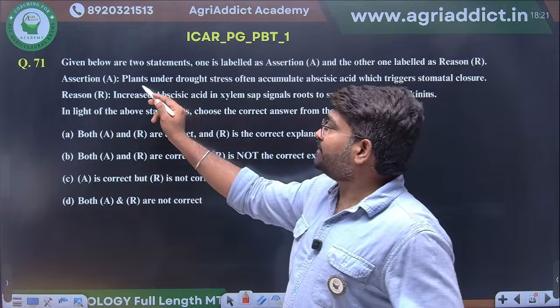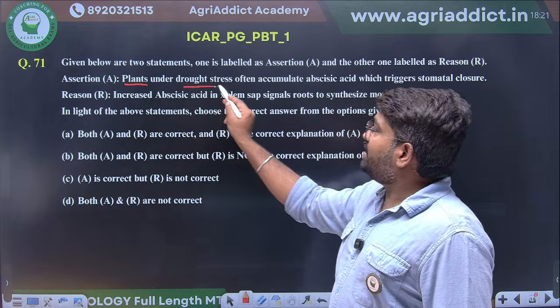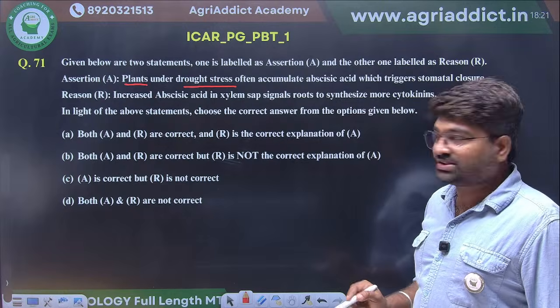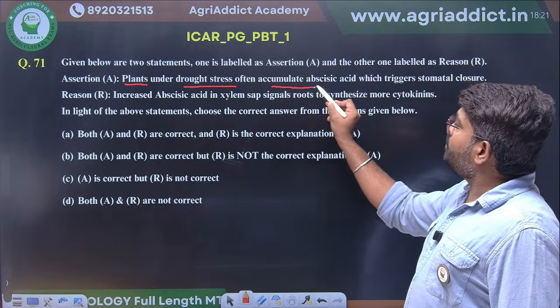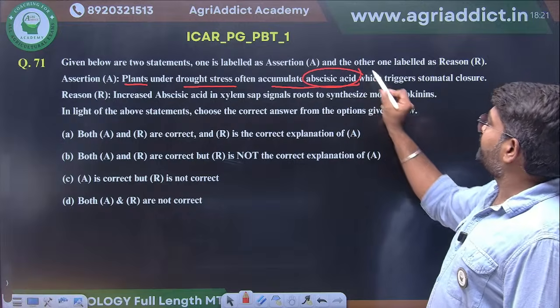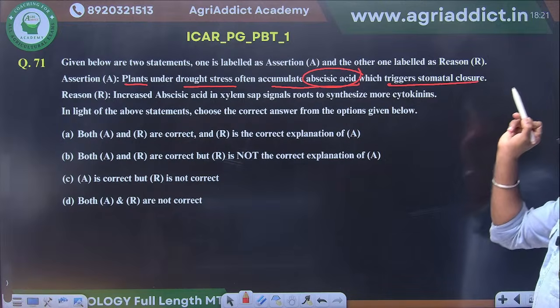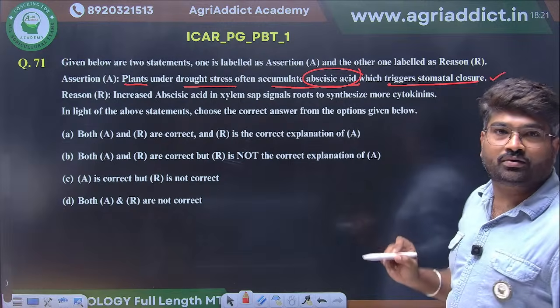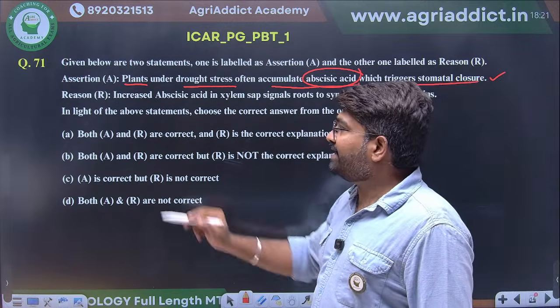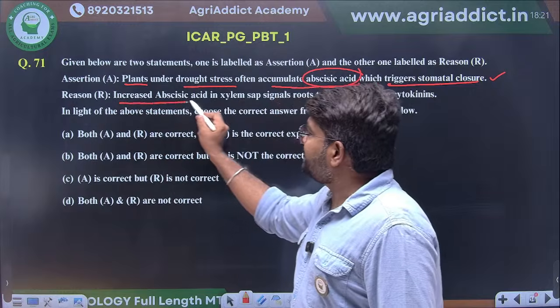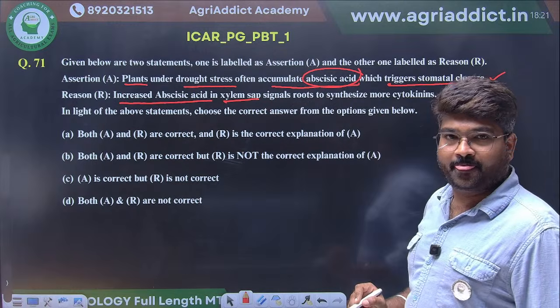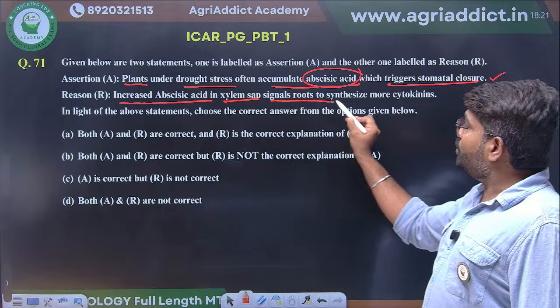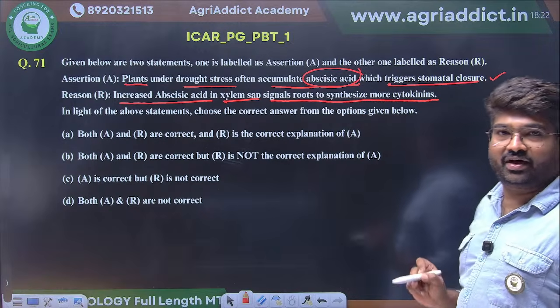Next assertion: plants under drought stress often accumulate abscisic acid, which triggers stomatal closure. This is right, we know. Second, the reason: increased abscisic acid in xylem sap signals the root to synthesize more cytokinin.